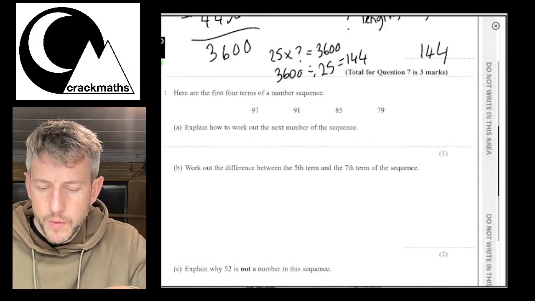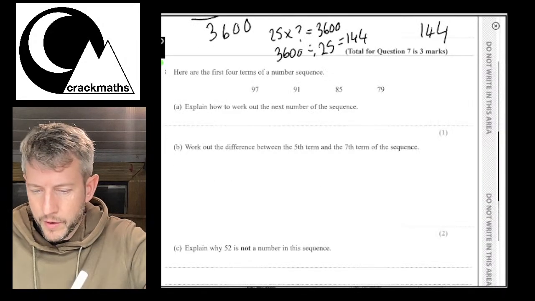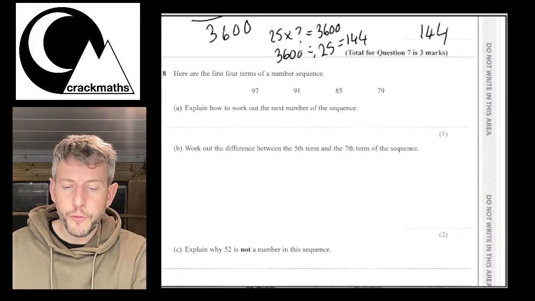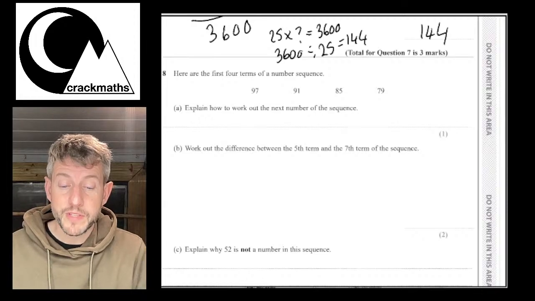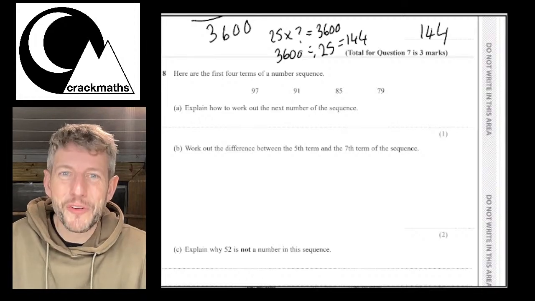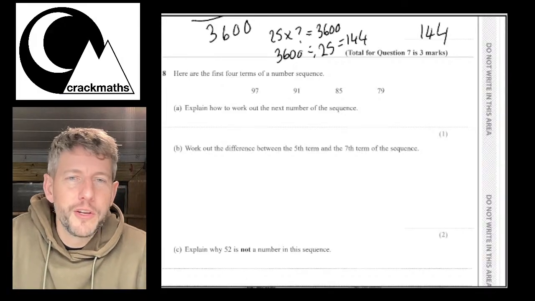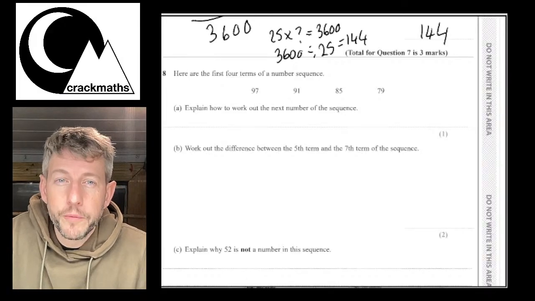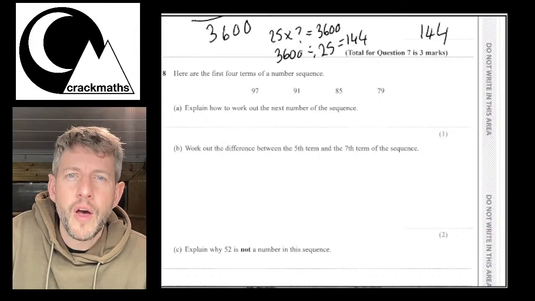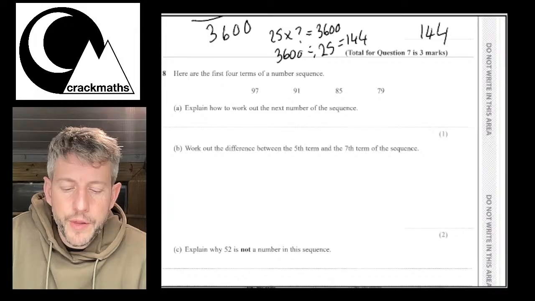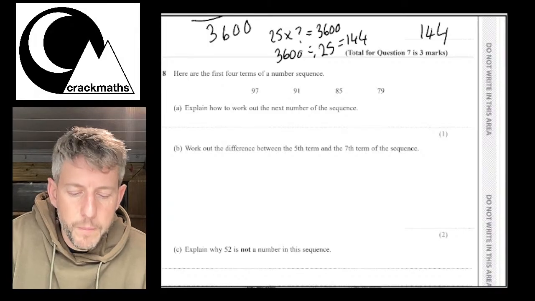Okay, so here we go. I can't see what question this is now. Question 8. Here are a list of 4 terms of a number sequence. We've got 97, 91, 85, and 79. Explain how to work out the next term of the number sequence.